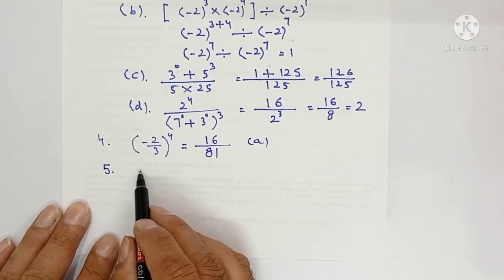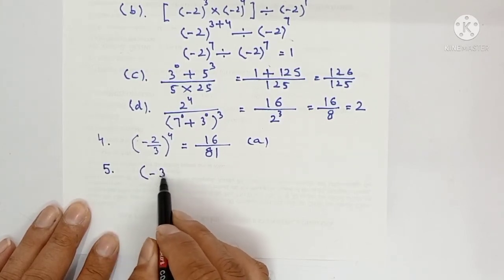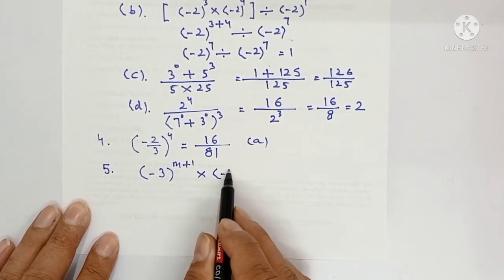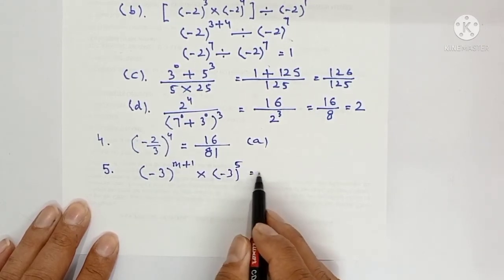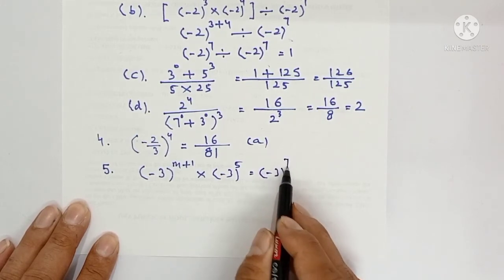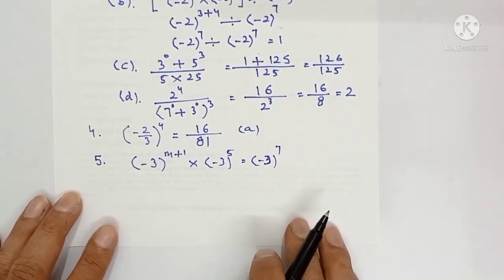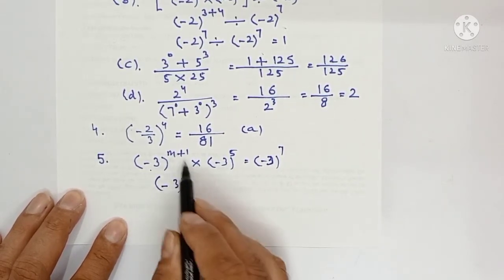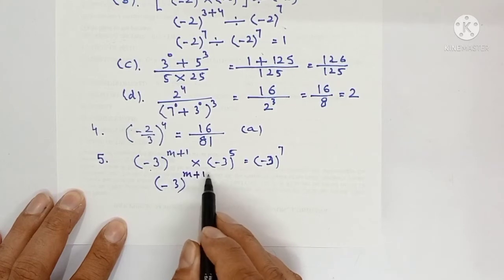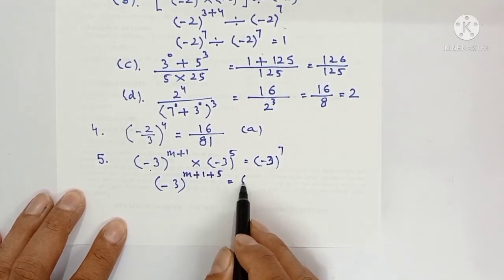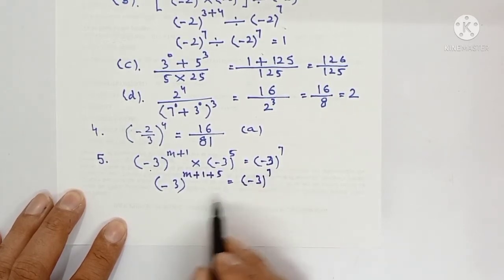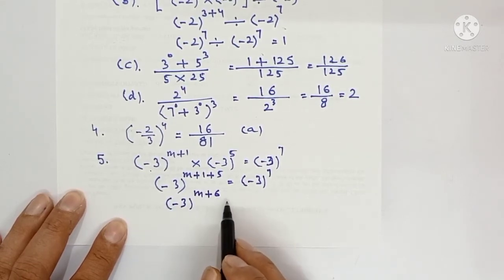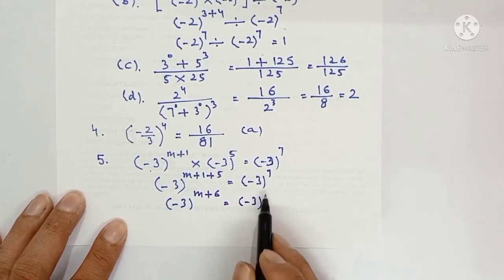We are to find the value of m if (-3)^(m+1) × (-3)^5 = (-3)^7. Here you will apply the rules of exponents. Bases are the same, so the powers are added: (-3)^(m+1+5) = (-3)^7. So this is (-3)^(m+6), since 1 plus 5 is 6, equal to (-3)^7.